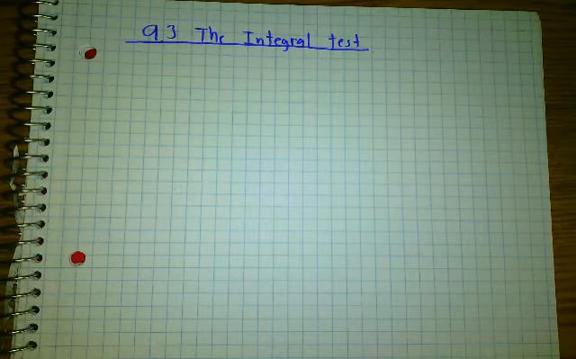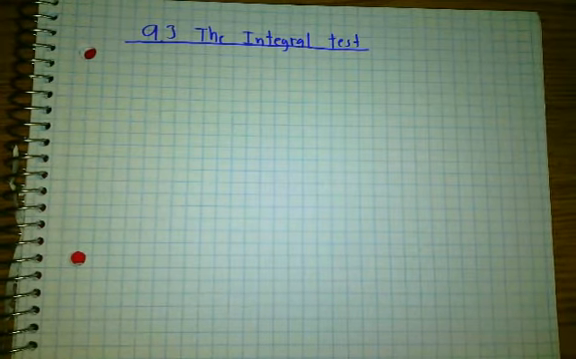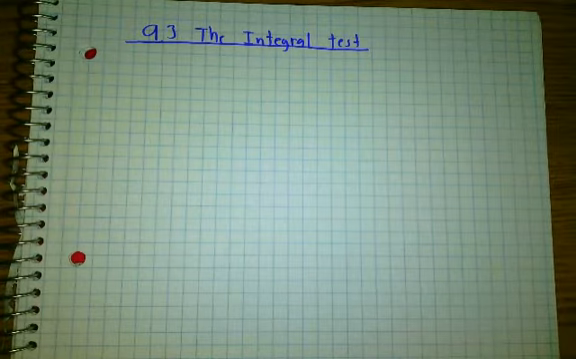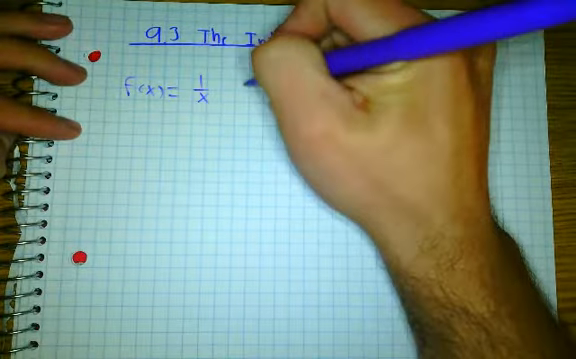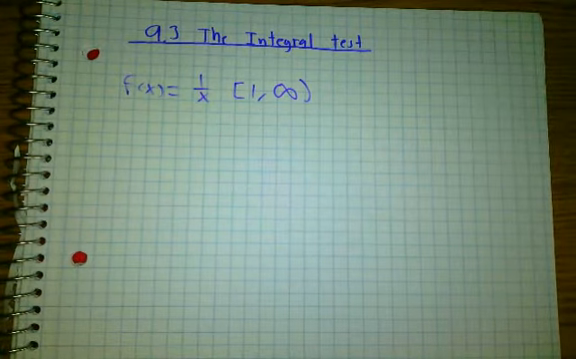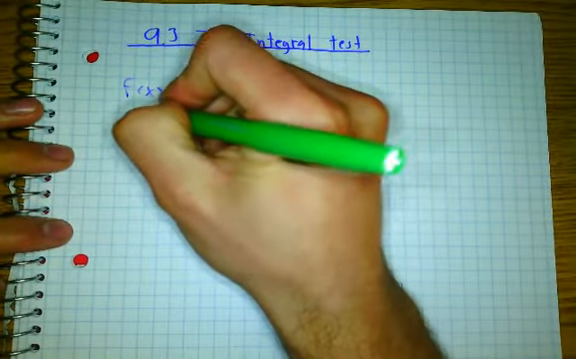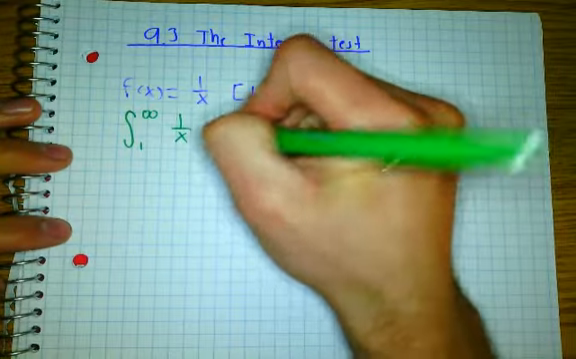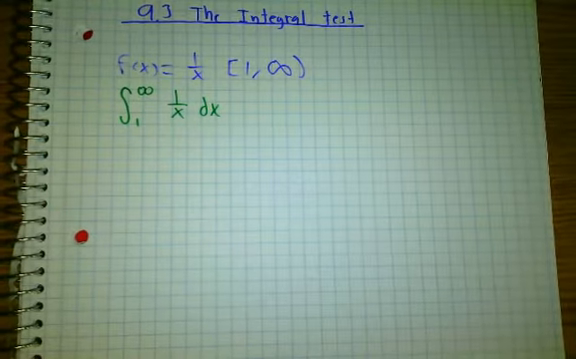Alright, so we're going to talk about the integral test today, the second test for convergence and divergence, okay? We're going to explore some concepts before we jump straight into the test, cool? So, I want you to take a look at f of x equals 1 over x from 1 to infinity, okay? What I want to do with this function is take an integral from 1 to infinity. I'll explain why we're doing this in just a second.